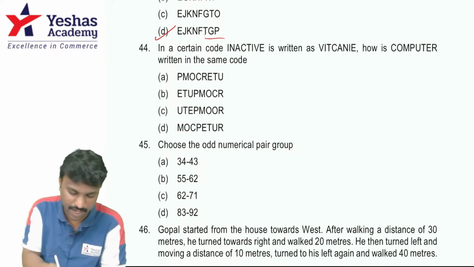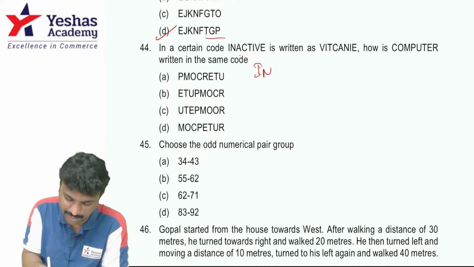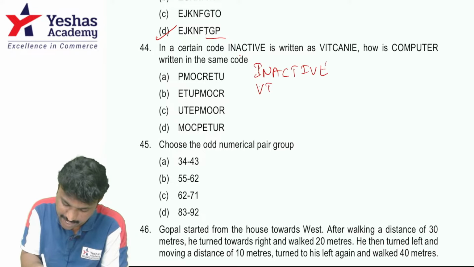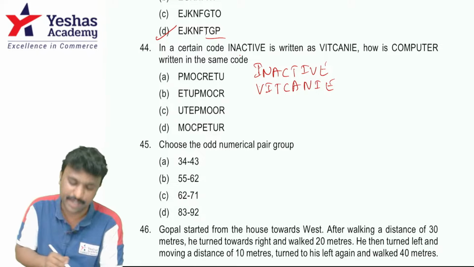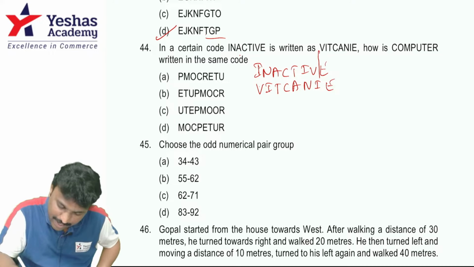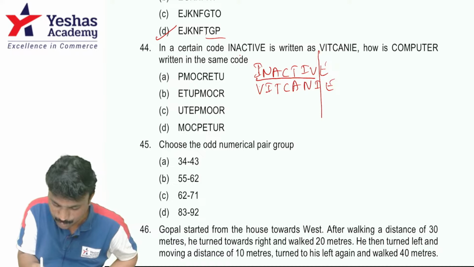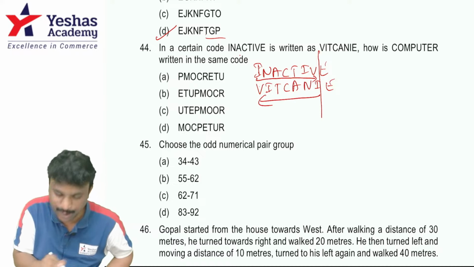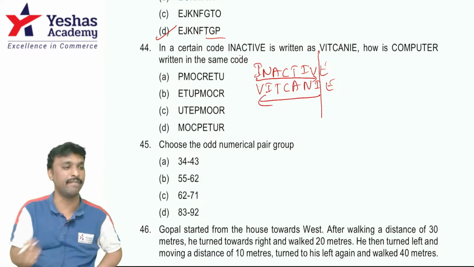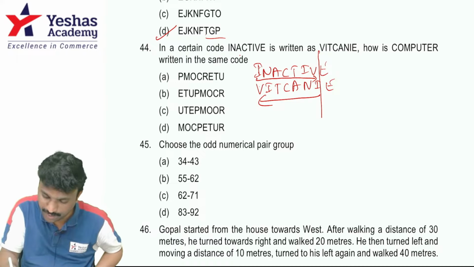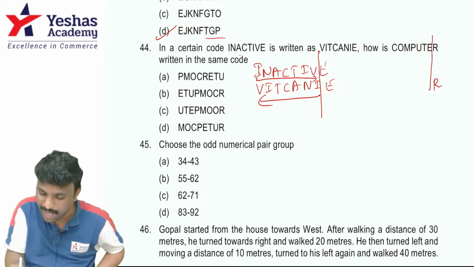Moving on to the next question. In a certain code, inactive is written as VIPCANIE. Guys, if you look, the last letters are the same, and everything else has been written from right to left. Last letter is the same, everything else is reversed. So here also the last letter should remain R and everything else should be reversed.